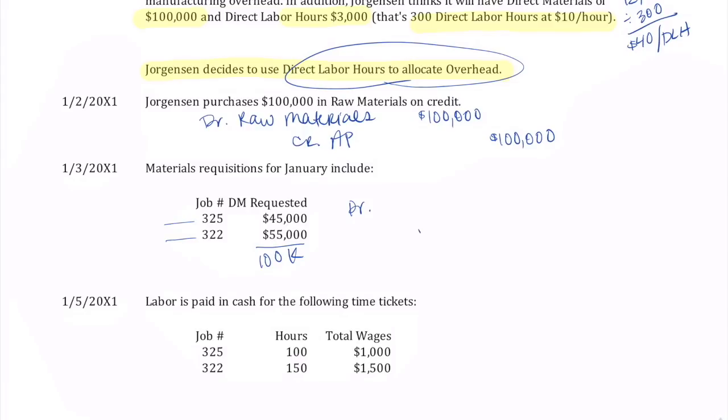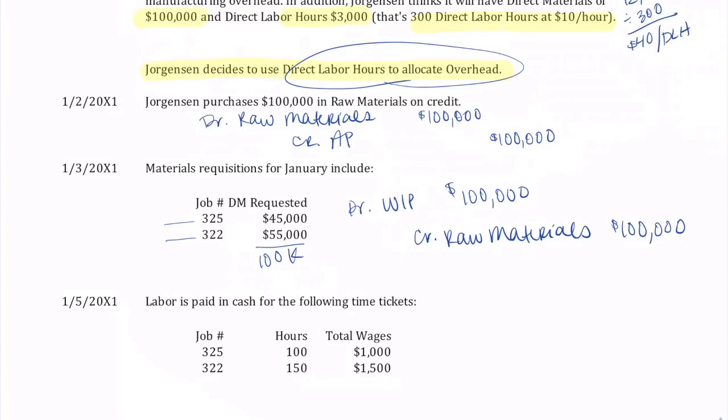So think about what's going to happen here as I'm writing this. I'm taking something out of raw materials and I'm putting it in a job. That would go into the WIP account, another inventory account, and it would take out some raw materials. So now we don't have the raw materials that we had before. We're reducing it by $100,000 because that $100,000 in materials is coming into our job. Okay?